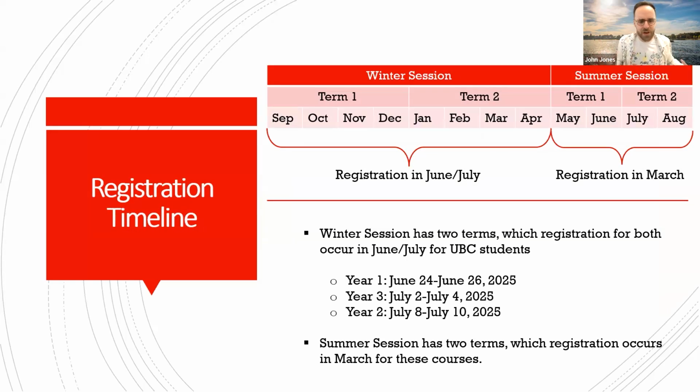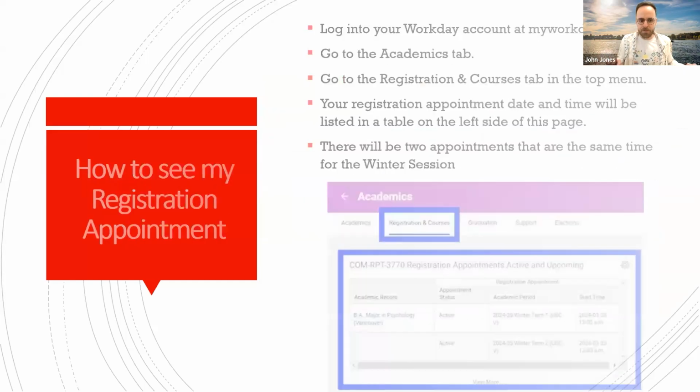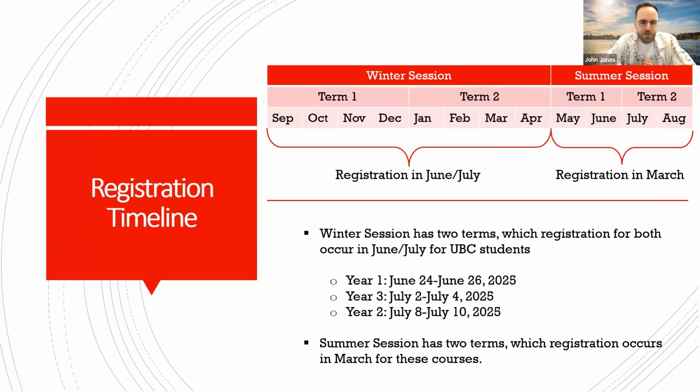When it comes to registration timeline at UBC, this is the key bits that we need to know. So right now, or in the next month or so, we're going to be registering for the winter session, which basically means term 1 and term 2, anything between September and December, and then January and April here at UBC will be registered in this next month or two. So that's what we're focusing on today.